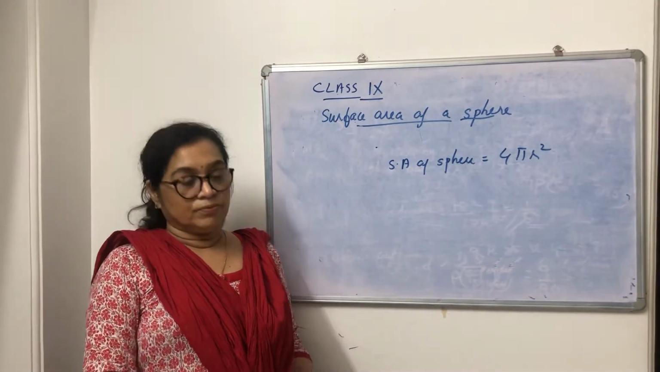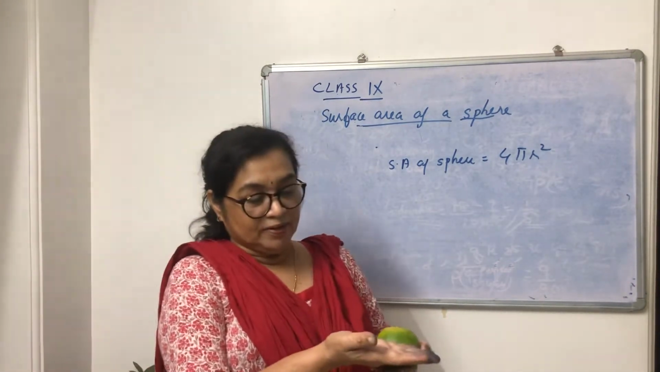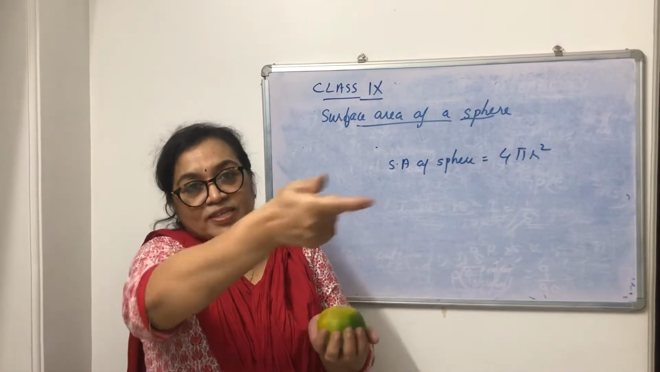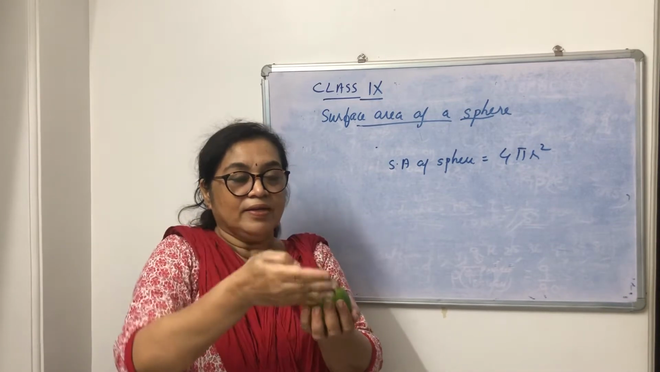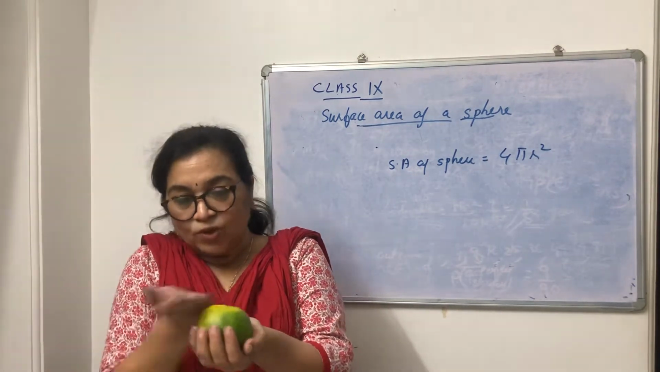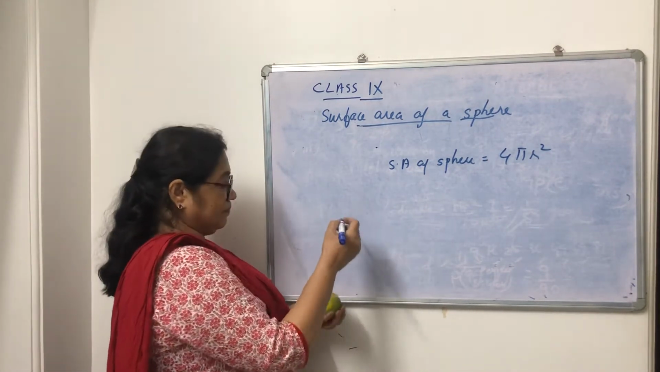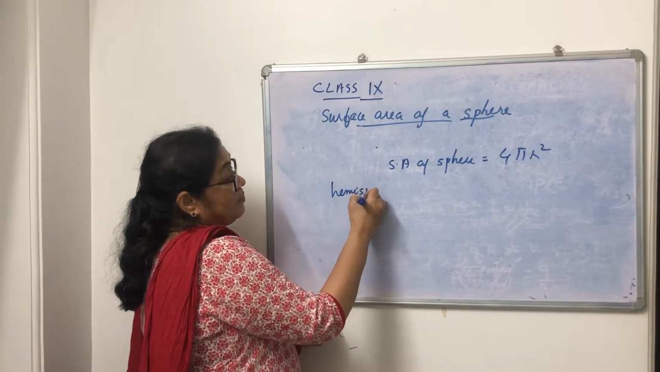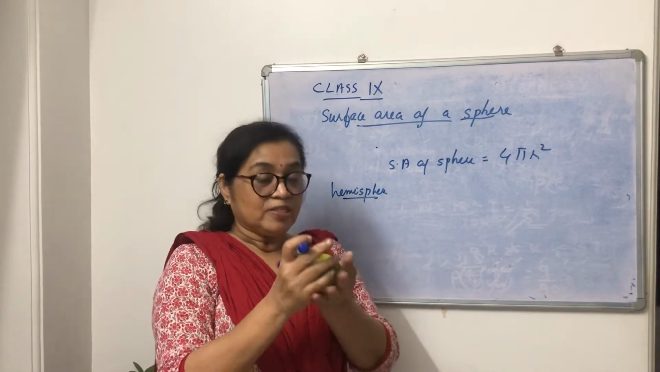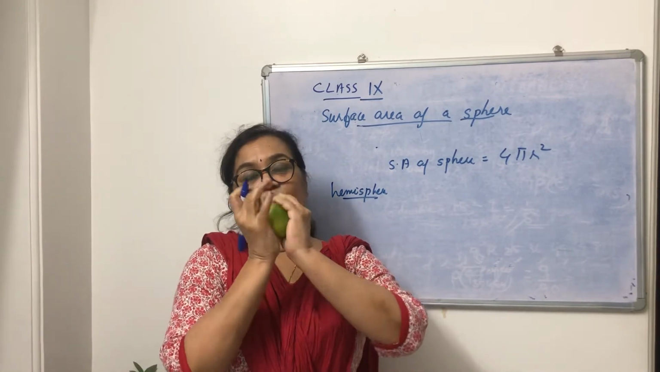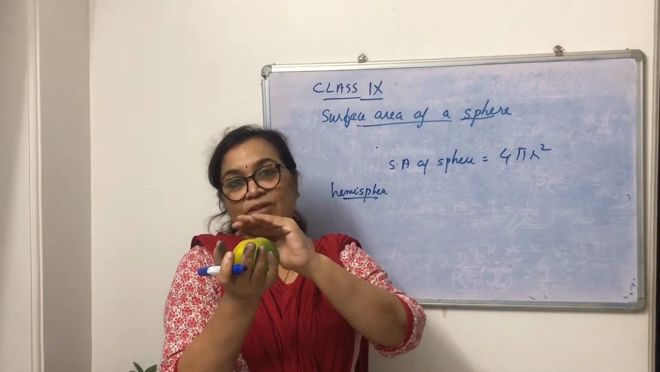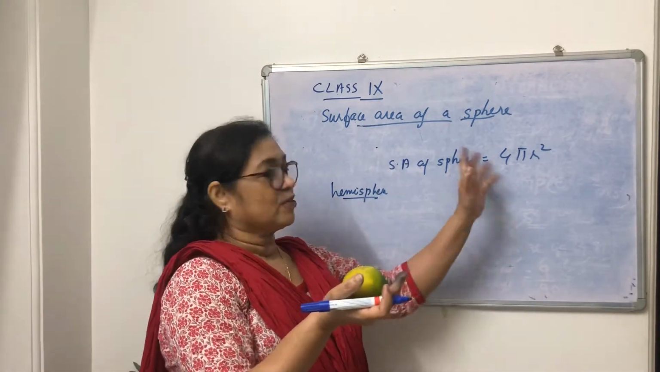And when you cut this from here, the base will be a circle and this will be a curved portion. Therefore, when you cut this, it will become a hemisphere. A sphere has only one surface, that is curved, so there is no need of writing total surface area. You can write down surface area of sphere.